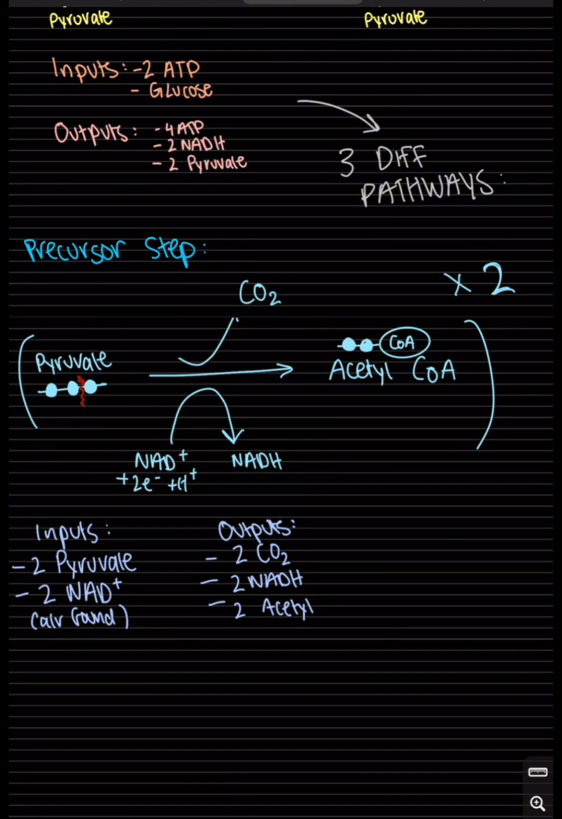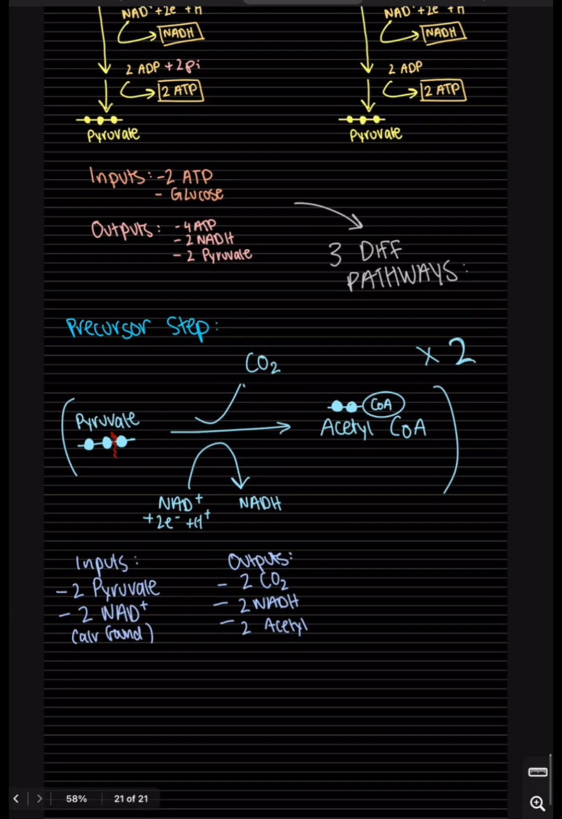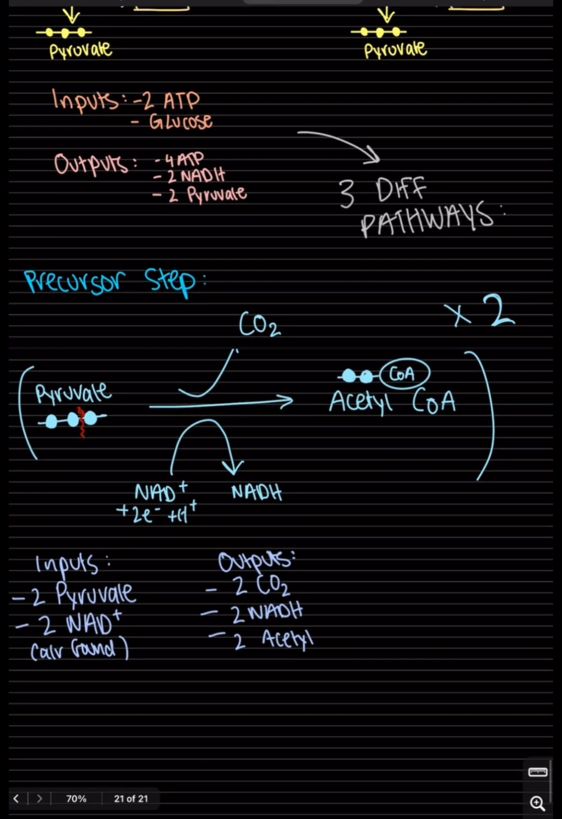So this whole process is gonna happen twice because remember we made two pyruvates in glycolysis. So now we have our pyruvate, which is a 3-carbon compound, and our pyruvate is going to get broken, and this 1 carbon is going to get released in this process as a form of carbon dioxide, or CO2, which our bodies breathe out. And this is a byproduct of cellular respiration.